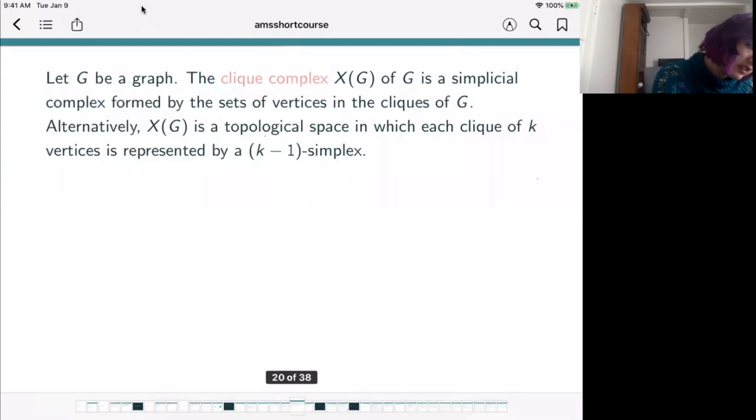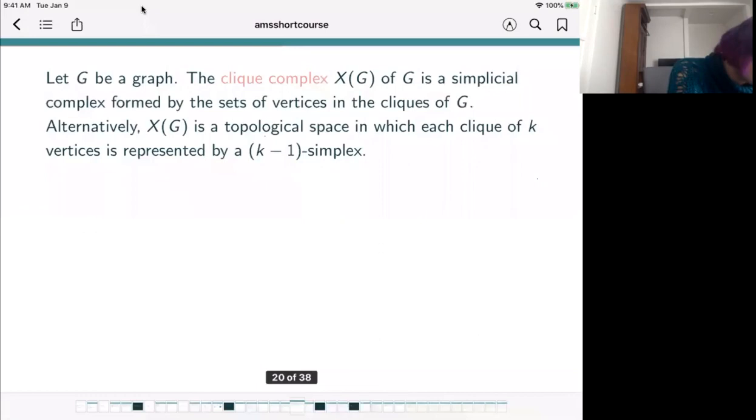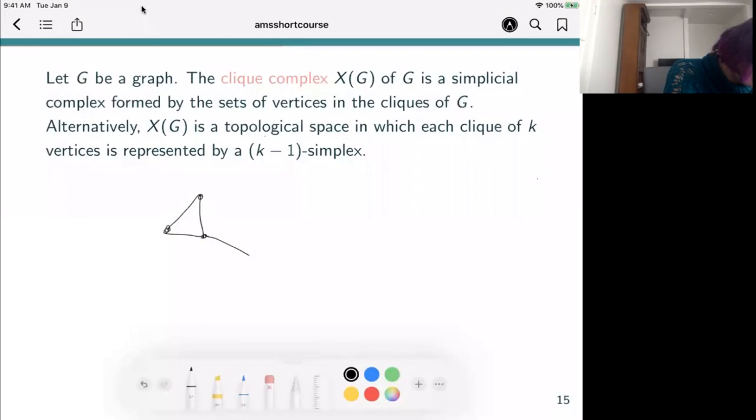So that's the standard way of getting a simplicial complex out of a point cloud, but you can also build simplicial complexes off of other things. Something we've been talking a lot about in this course is networks and graphs. So I'm going to talk about the clique complex, which is one of the main ways you can build a simplicial complex out of a graph. And basically, how a clique complex works is, let's say I have a graph that looks like this.